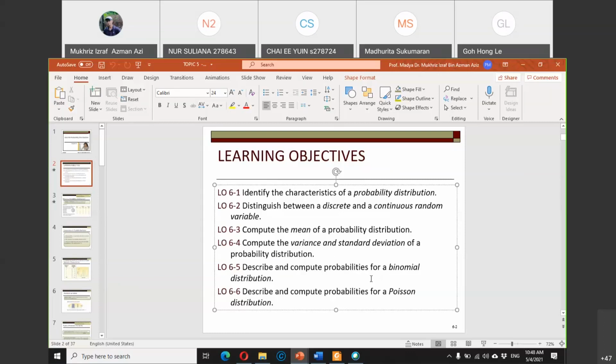So we're going to cover briefly the characteristics of a probability distribution, the difference between discrete and continuous. I already gave you the basic idea of what is discrete and what is continuous. And then compute the mean. Of course, this is just going to be very brief, so the focus will be on the remaining two here.